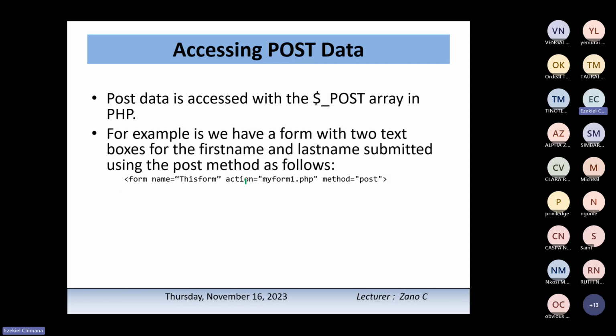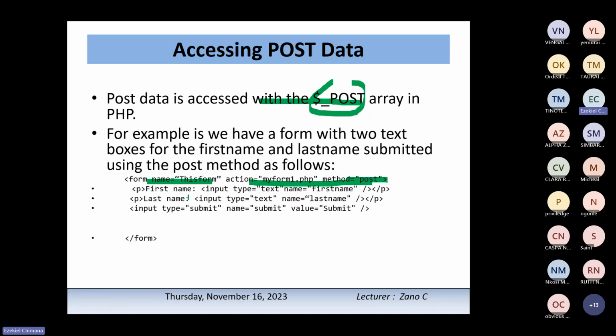If you want to access the data, you can see that post data is accessed with the post array in PHP. There's the global post array. If it is get, you also use the get array to access the data. So for example, we have a form with two text boxes for the first name and last name, submitted using the post method as follows. This is the form that we have.